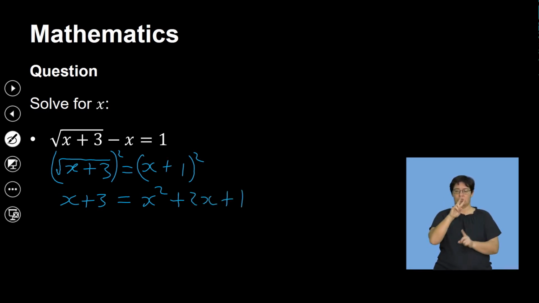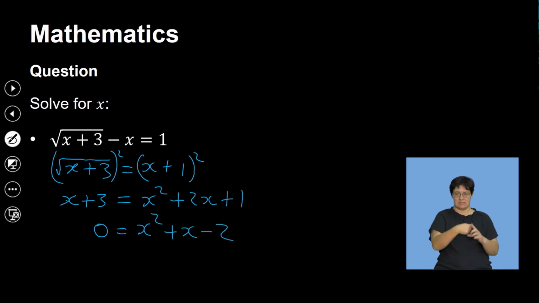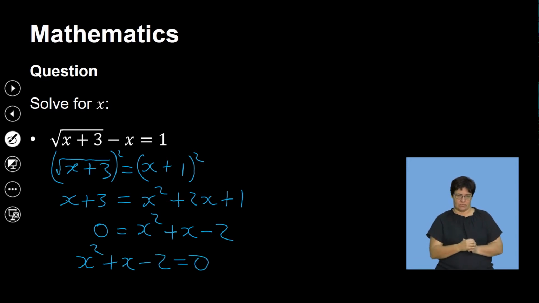Then let's simplify this. It becomes 0 equal to x squared. Then the x moving to the other side will be plus x. The 3 moving to the other side will be minus 2. And then I will just write this in standard form for you. So it will be x squared plus x minus 2 equal to 0, because that's really how we are used to it. So at the moment I have x squared plus x minus 2 equal to 0.